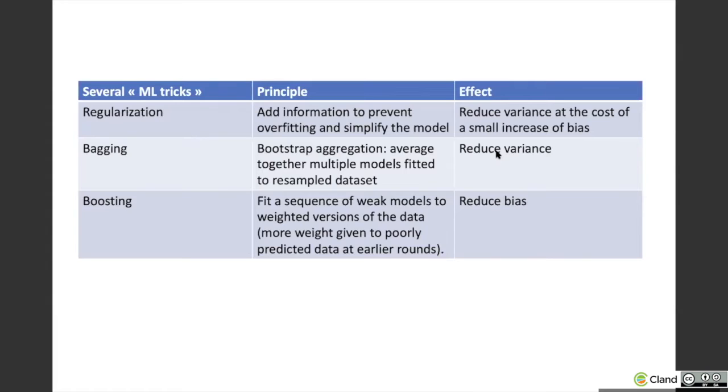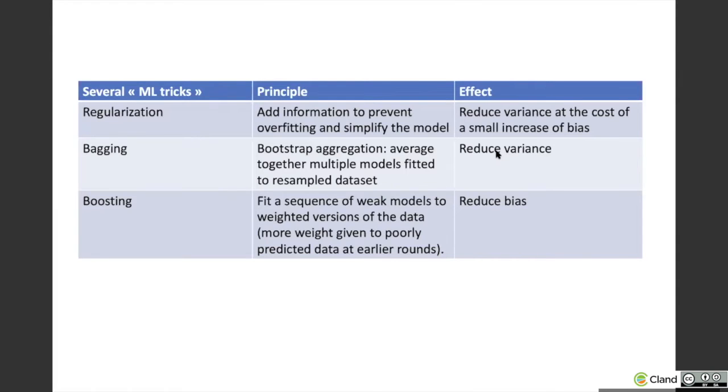The second trick is bagging. Bagging consists in fitting multiple models to different sub-datasets sampled within the whole dataset. Bagging is able to reduce the variance. So the idea here is, instead of fitting a single model to the whole dataset, you sample many times datasets within the whole dataset. So you obtain many datasets that are slightly different from the original dataset. Then you fit one model to each resampled dataset and you combine them together, like taking the average of all the outputs. Based on that, you can show that you reduce the variance.